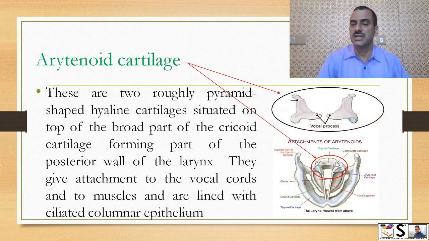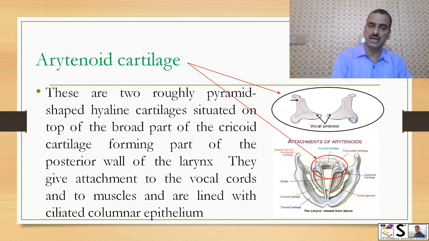Next are arytenoid cartilage. These are small, roughly pyramid-shaped hyaline cartilages, and number are two, one here, one here. You can see here they are attached with vocal cords. They are attached with the broad part of cricoid cartilage, forming part of posterior wall of the larynx. They give attachment to vocal cords and to the muscles and are lined with ciliated columnar epithelium.